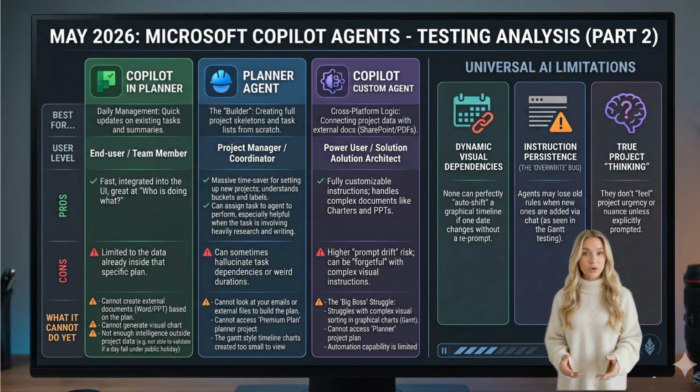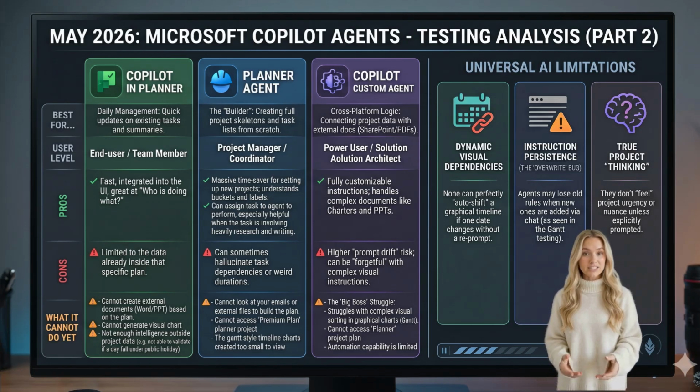Now that we've tested the whole ecosystem, let's look at the big picture. Copilot in Planner is your daily manager. It's fast and integrated, perfect for who is doing what. But it's limited to the data inside that plan. It won't build you a Word doc or a visual chart. The Planner agent is your builder. It's a massive time saver for setting up new projects and can even perform research tasks. However, it can't look at your external files, and it's currently blocked from premium plans.